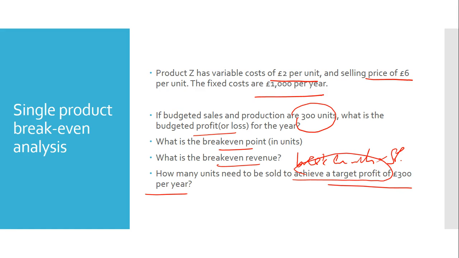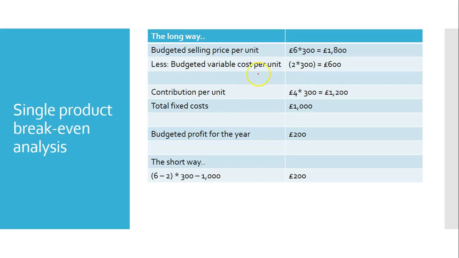If the budgeted sales and production are 300 units, what is the budgeted profit or loss? So if it's 300, well, we have 6 times 300, 1,800, 2 times 300, 600, and the contribution is 1,200. Fixed cost of 1,000, therefore budgeted profit for the year is 200. So again, all I'm doing is just multiplying the selling price times the 300 and going all the way there to find my budgeted profit for the year.